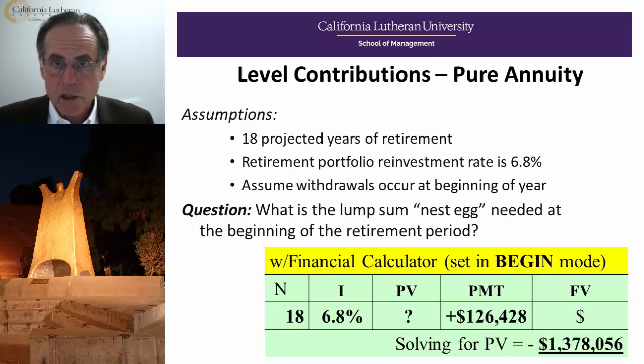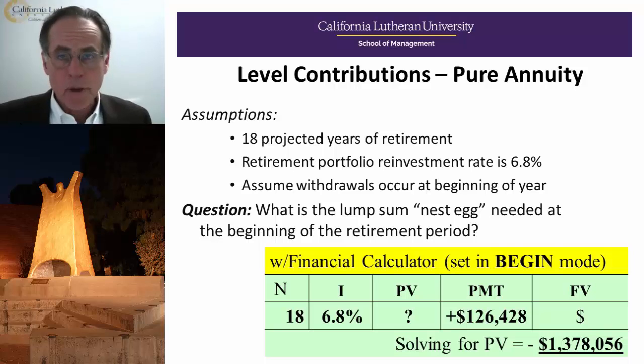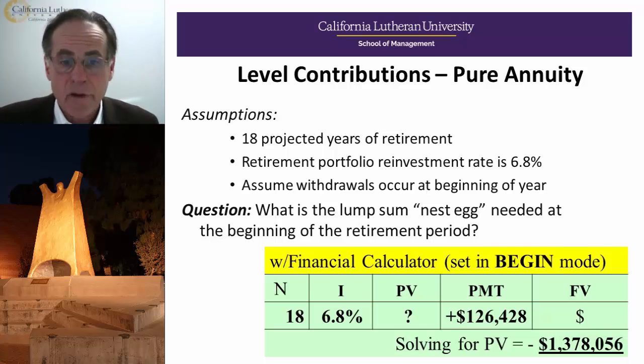In this discussion, we'll look at the pure annuity. Simply that every year of retirement, we want $126,428. In the next example, we'll inflate that by the cost of inflation every year. But in this case, we can just use the calculator, based on the assumption of 18 years of retirement. During retirement, the retirement portfolio will grow at 6.8% a year, and assuming that the withdrawals occur at the beginning of the year, again, you can calculate that lump sum with your financial calculator. We'll do that in this case.